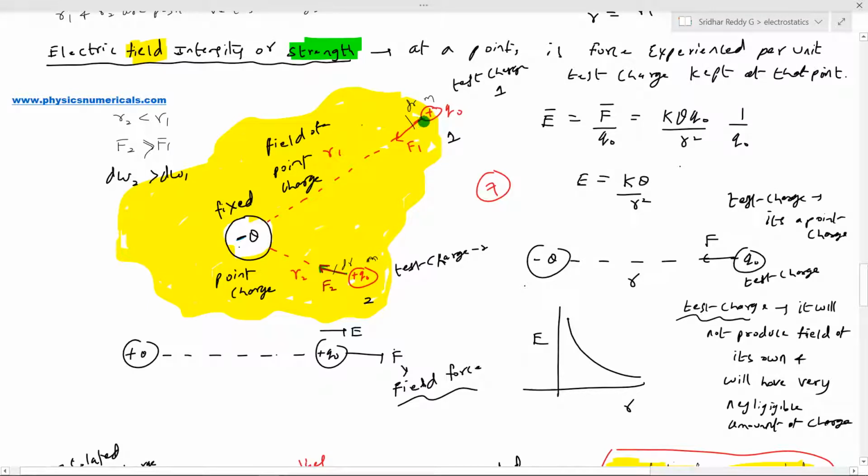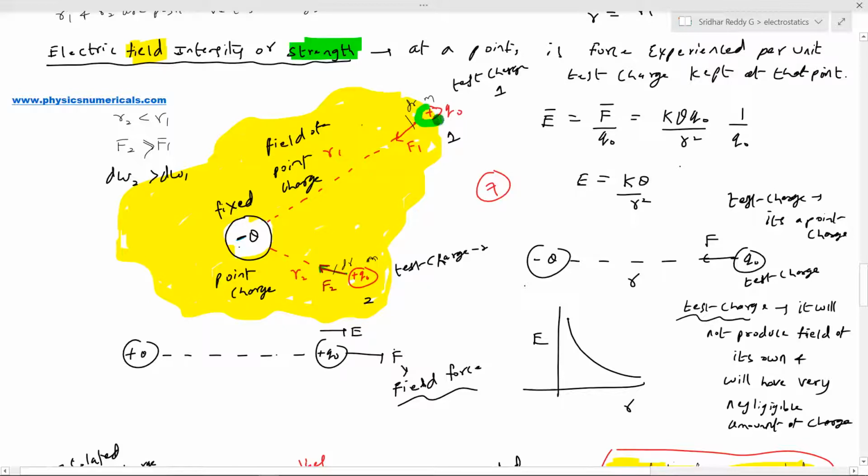The forces we studied in mechanics, like tension, friction, normal contact, are all contact forces. This is called a field force. The idea of a field is introduced, F-I-E-L-D. So any external charge present in the field of this point charge, the field will exert a force, and because of that the test charge will experience a force.